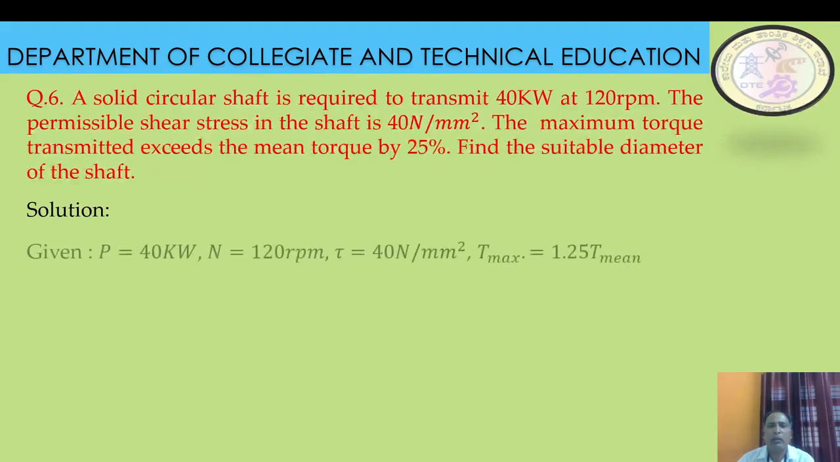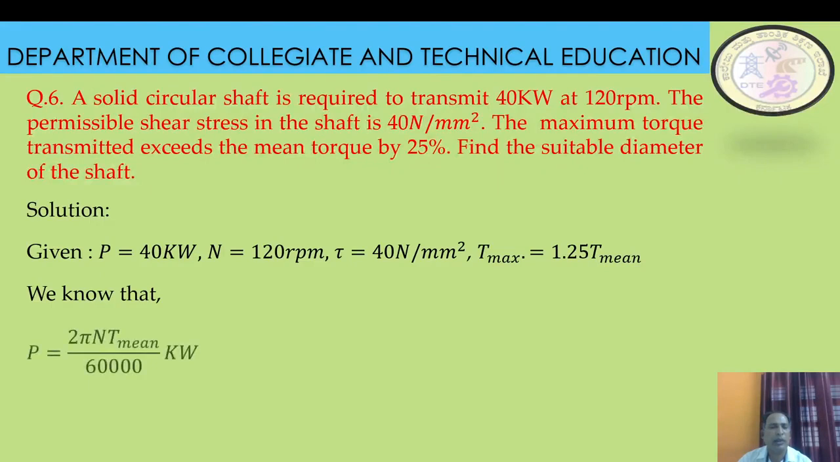P is 40 kilowatt and N is 120 rpm. The permissible shear stress, that is tau, is 40 Newton per mm square. The maximum torque transmitted exceeds the mean by 25%, that is T maximum is equal to 1.25 times the T mean. So to determine the shaft, first we have to calculate the average torque or the mean torque.